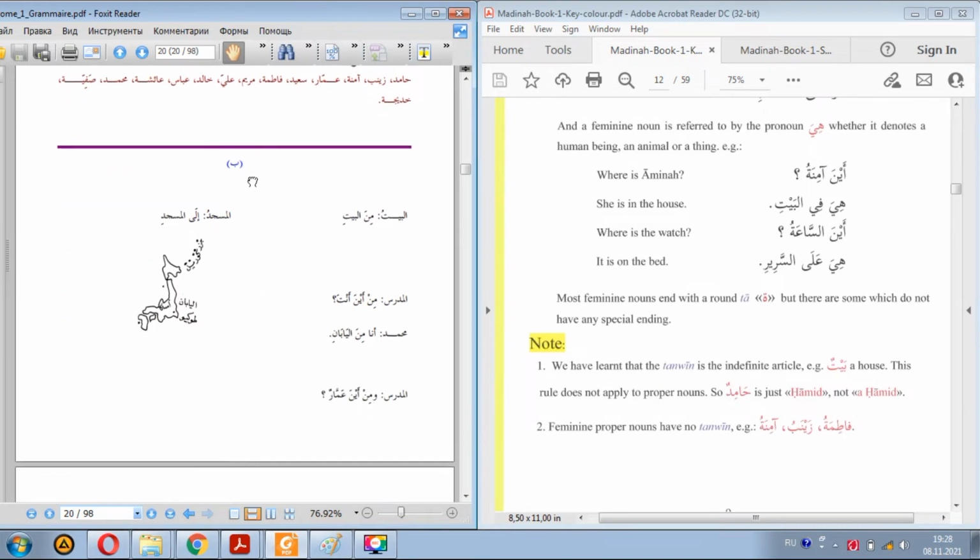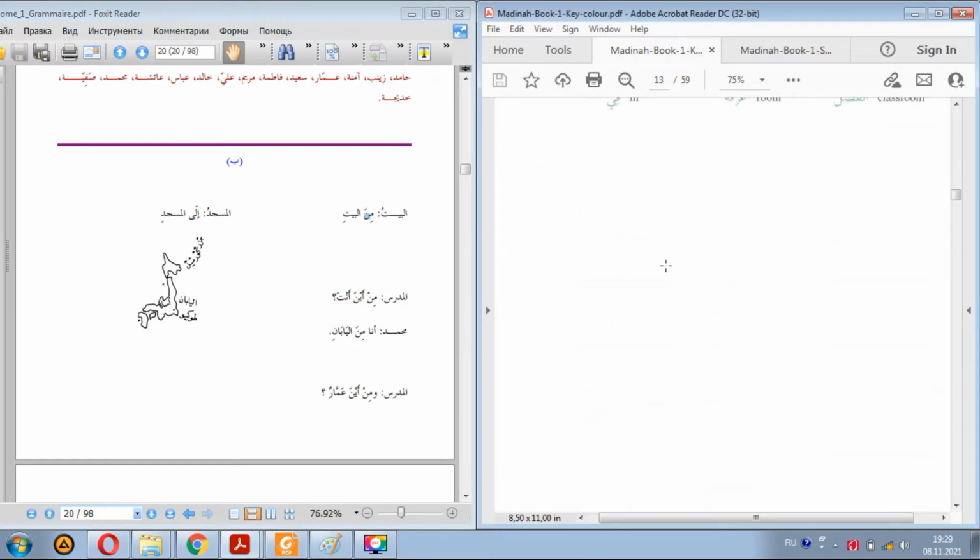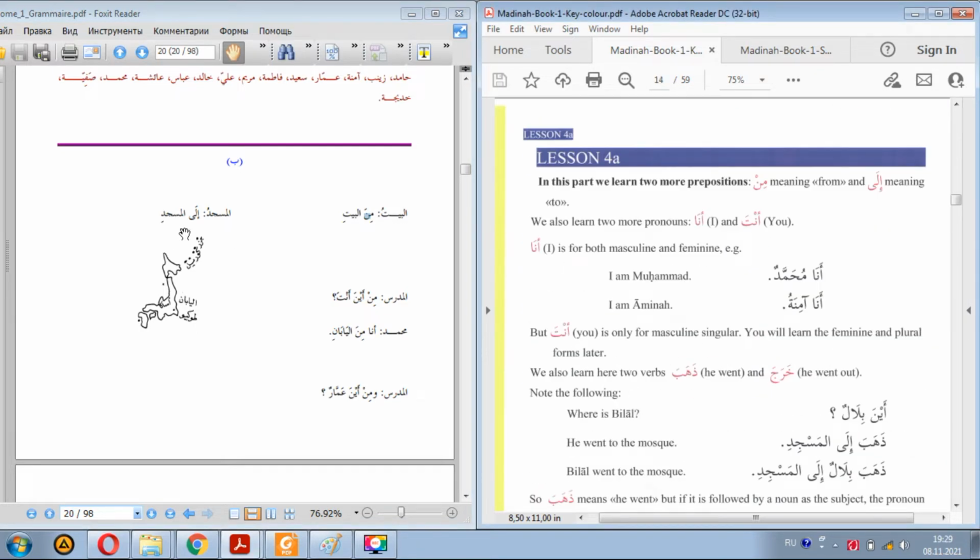So now here we are in the Ba section, and we want to learn some more prepositions like min and ila. Min means from, like min al-bayt, from the house. Ila al-masjidi, ila means to. So from the house to the masjid.